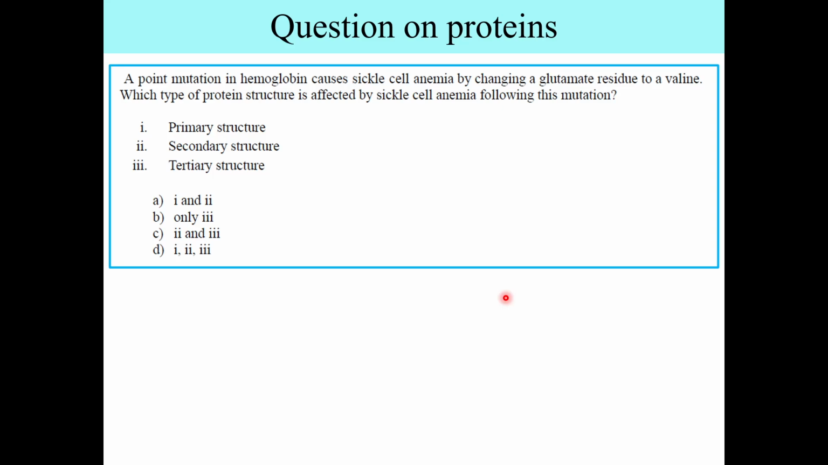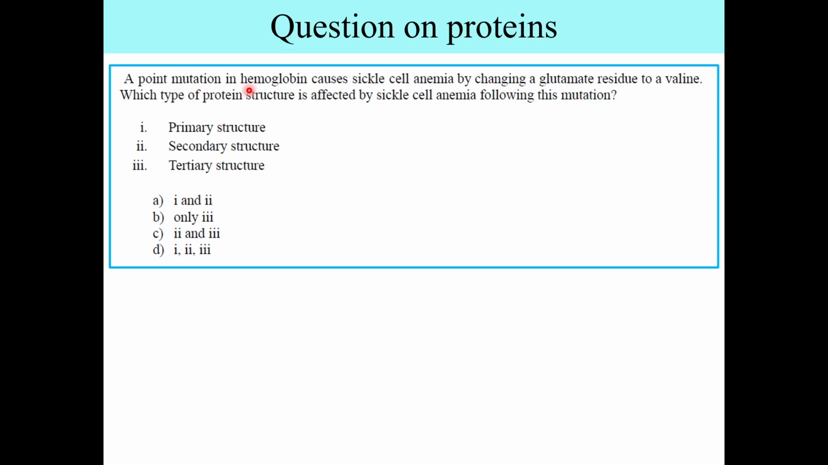Now, which type of protein structure is affected by sickle cell anemia following this mutation? Is it the primary structure? Is it the secondary structure? Is it the tertiary structure? Or is it all of these? Right. So, the first line in the question gives you the answer partially.